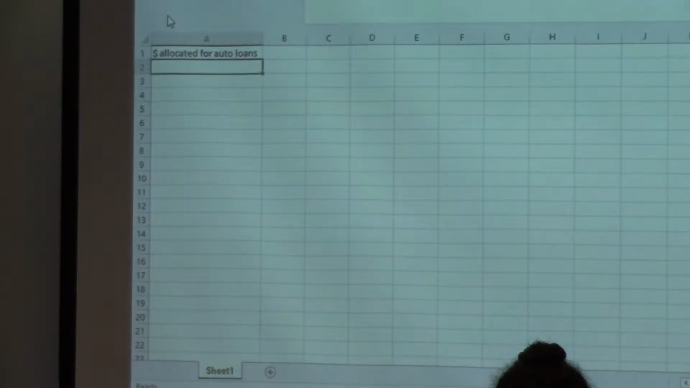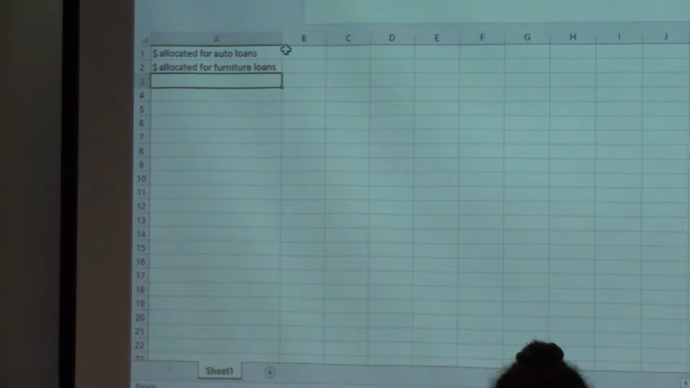What's the next thing that we're trying to figure out? That's not the only loan option available to us, right? Furniture loans. Okay. Dollars allocated for furniture loans. Okay, what's a third type of loan? Other secured loans.